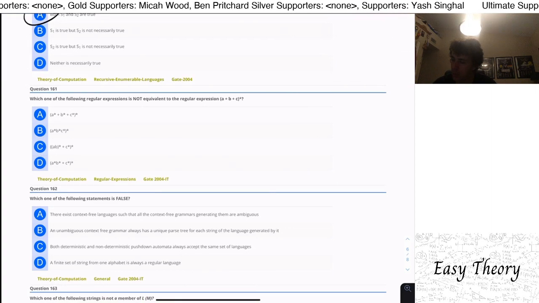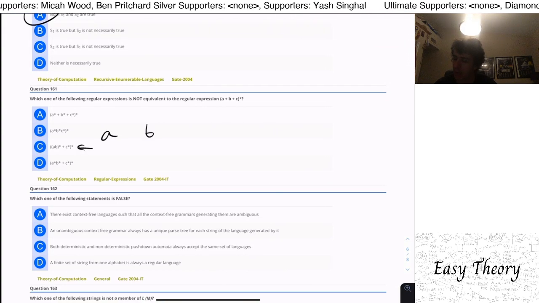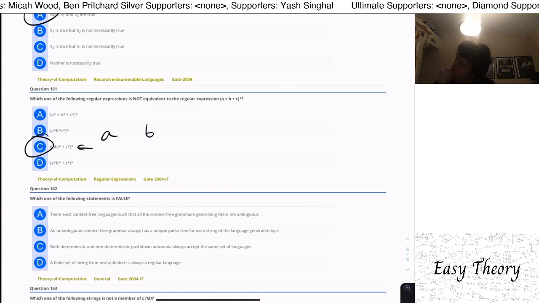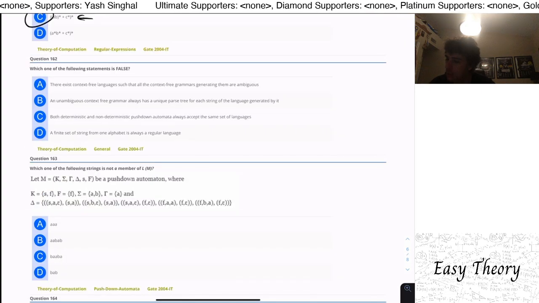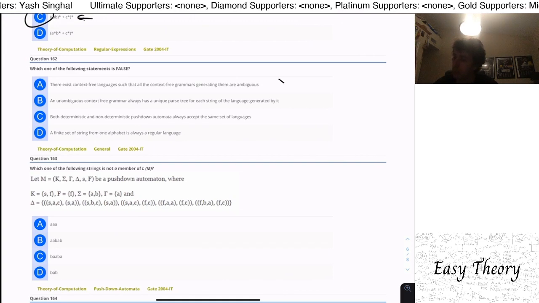Okay. Yeah, we can't make the single character A or even B with this one right here. So this one's the answer. We can't make those two, but we can with the other three because the B stars decouple from the A part. There exist CFLs such that all of the CFGs generated them are ambiguous. That's true. So that's not the answer.